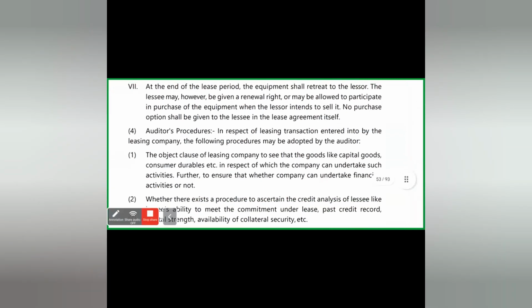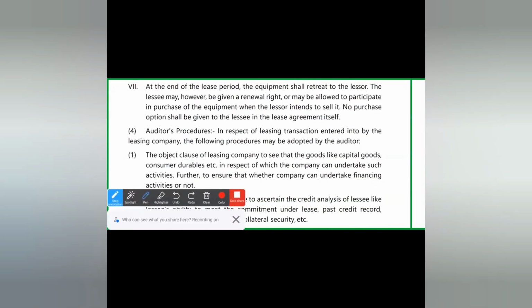At the end of the lease period, the equipment shall retreat, that is, go back to the lessor. However, a renewal right may be given, or the lessee may be allowed to participate in purchase of the equipment when the lessor intends to sell it. So no purchase option shall be given to the lessee in the lease agreement itself.